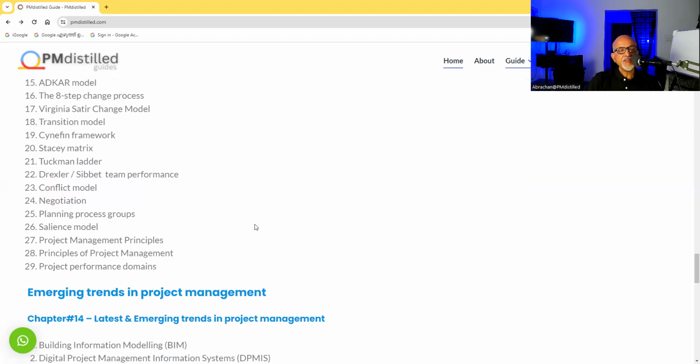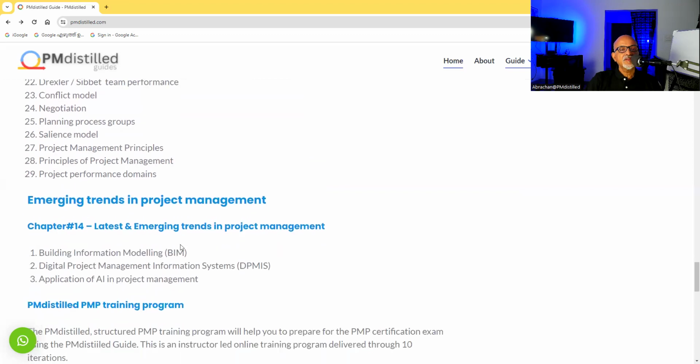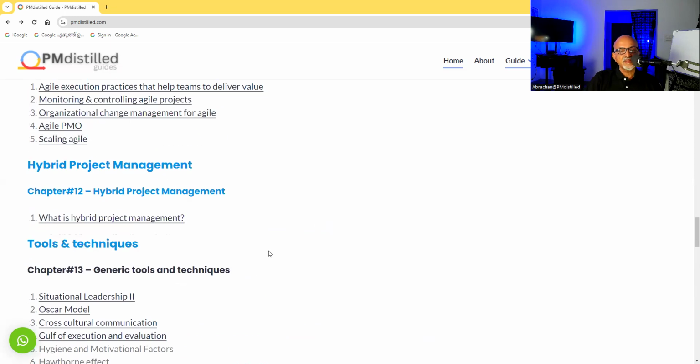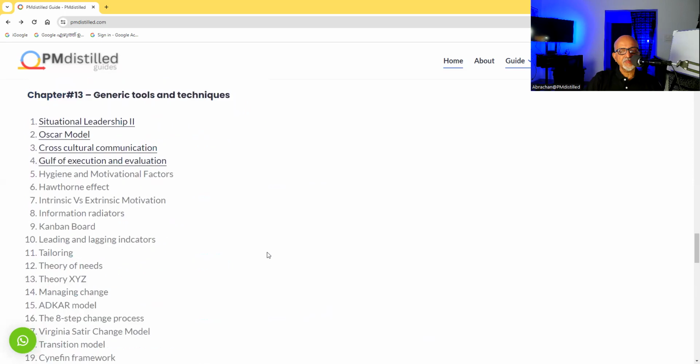domains. And we have an exclusive chapter on the latest and emerging trends in project management, like building information modeling, digital project management information systems, and application of AI in project management. So these are the chapters of the PMdistilled guide to professional project management. So this guide is accessible to everyone who is interested to master professional project management.